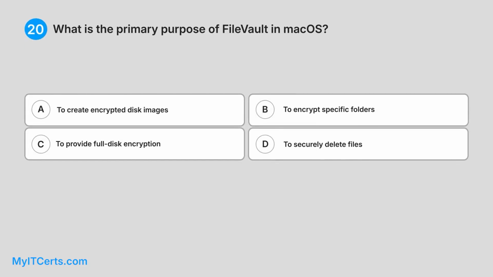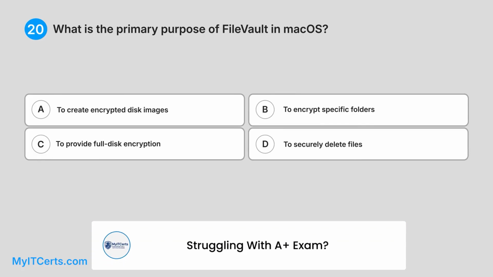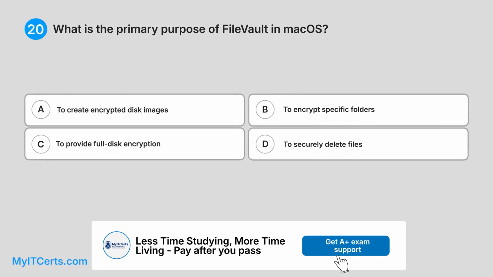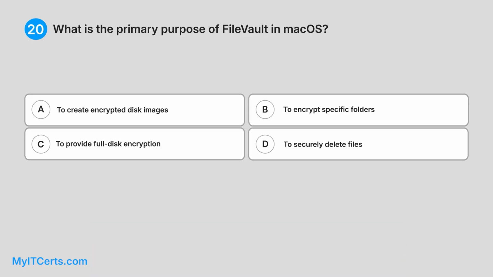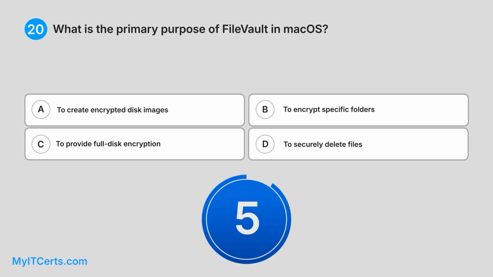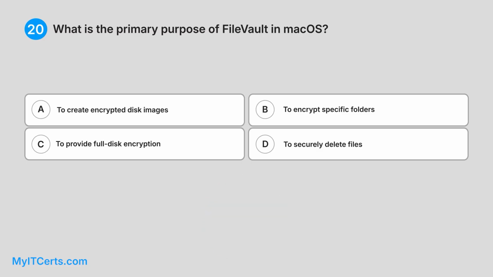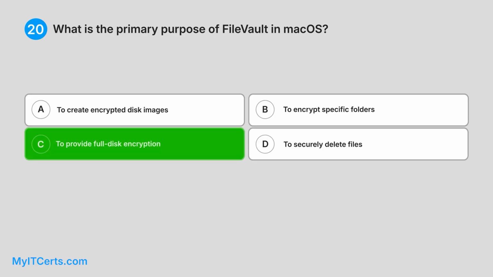What is the primary purpose of FileVault in macOS? A. To create encrypted disk images. B. To encrypt specific folders. C. To provide full disk encryption. D. To securely delete files. What do you think is the answer? Correct answer, C. To provide full disk encryption.